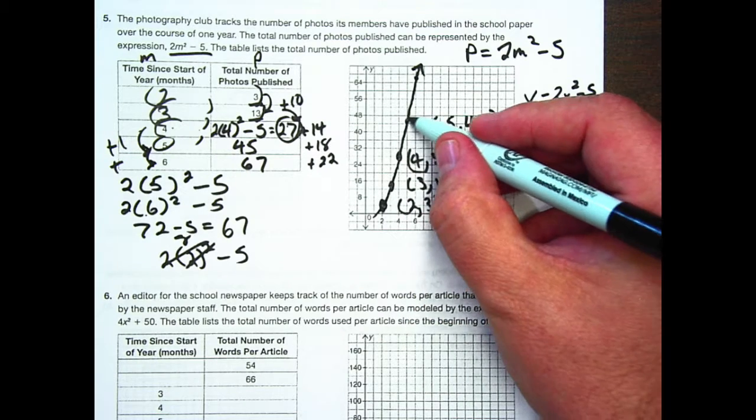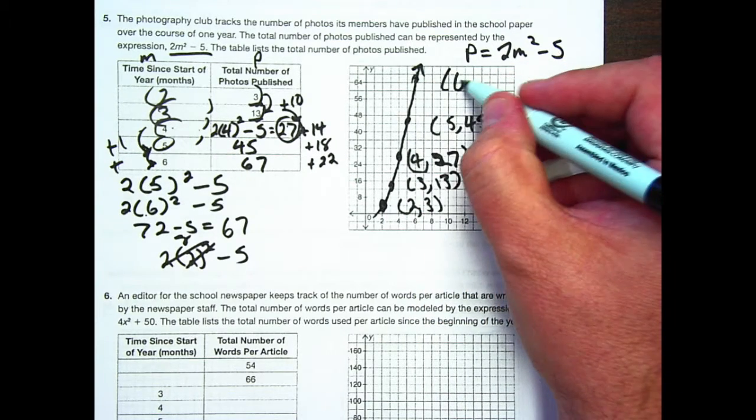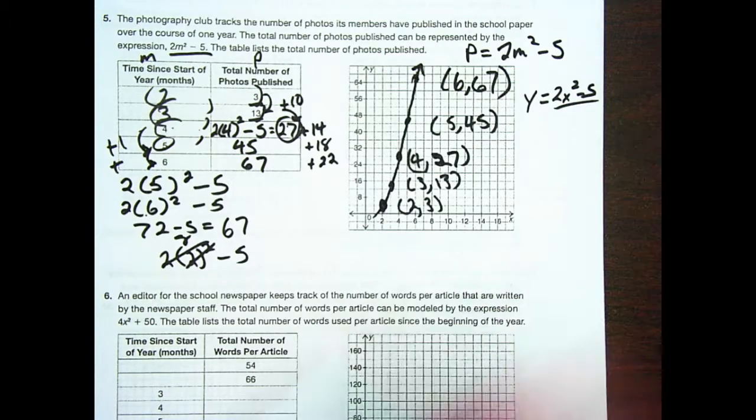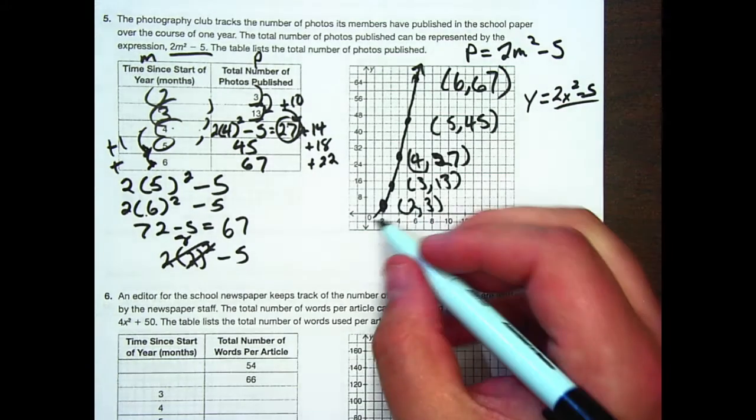We have to plot all of them. Yes. So the question was, do we have to plot all of them? And my answer is yes.